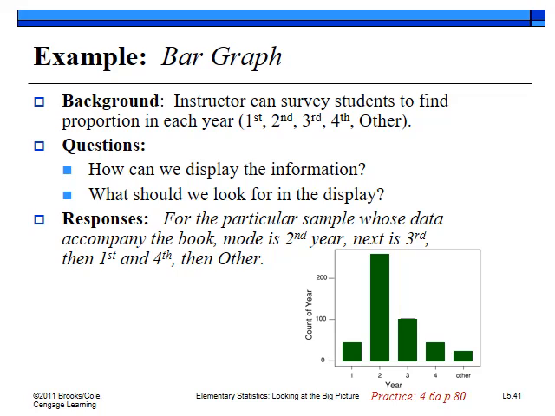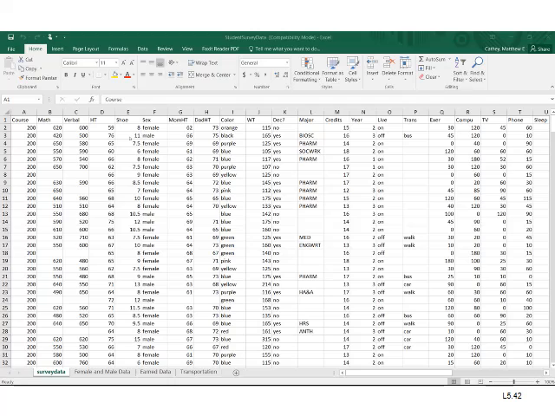And here are the responses. We can see that the mode is year 2, second year students, by quite a bit. The response of third year came next. First year and fourth year were approximately the same, and other brought up the rear. Let's go back to Excel to learn how to make a bar chart like the one we just saw.